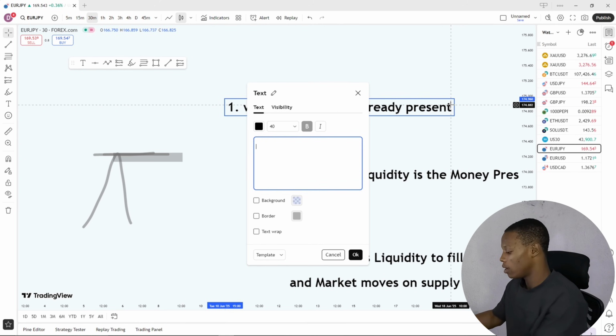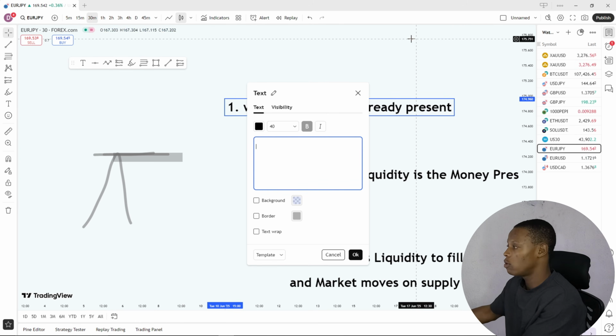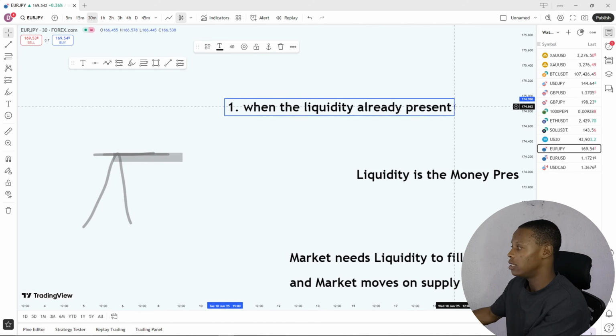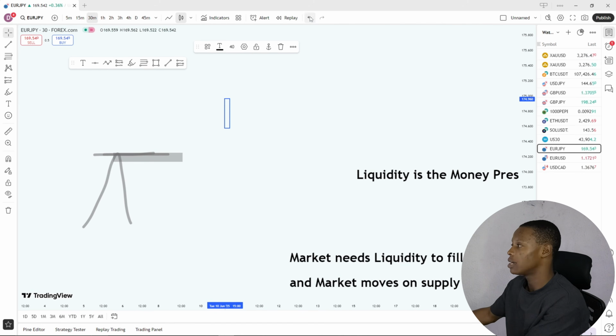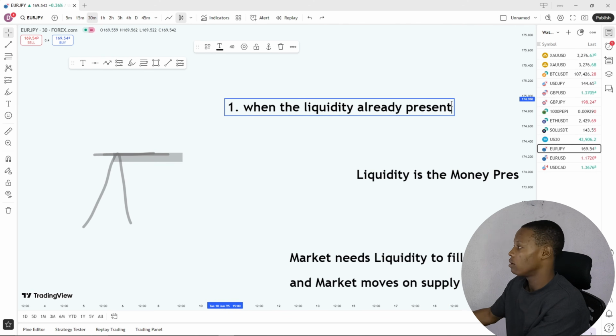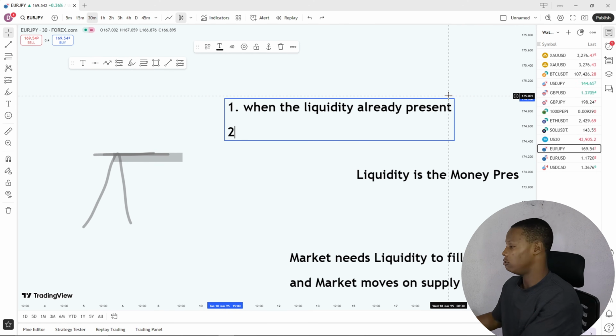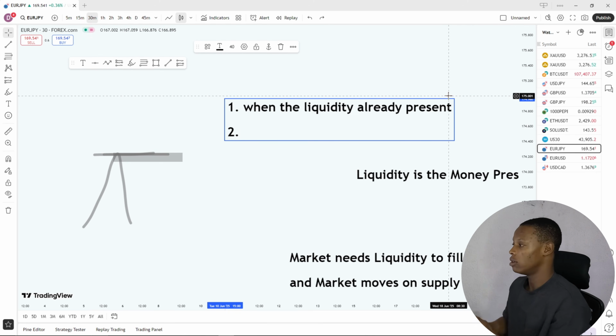Now, the second way, which every single one of you needs to know, is the one that affects us traders most of the time. This is the one that makes us hit stop loss and lose money. It's going to be the liquidity from our stop loss.